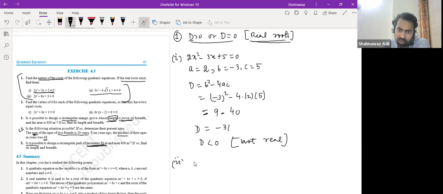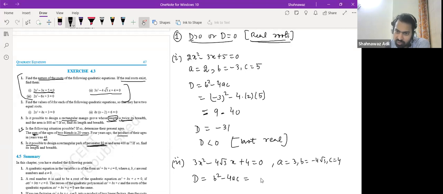So in the second problem, we have 3x square minus 4 root 3x plus 4 equals 0, right? So A is how much? A is equal to 3, B is equal to minus 4 root 3, and C is equal to 4. Absolutely correct. So D would be equal to B square minus 4AC. So B is minus 4 root 3, the whole square, minus 4 into 3, and then 4, since C is 4.